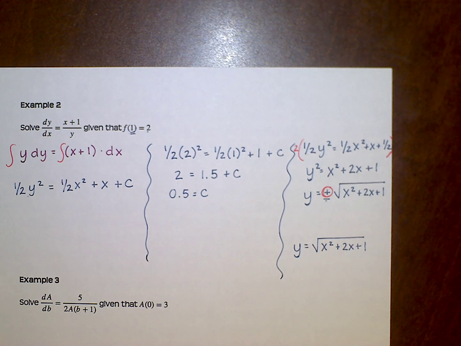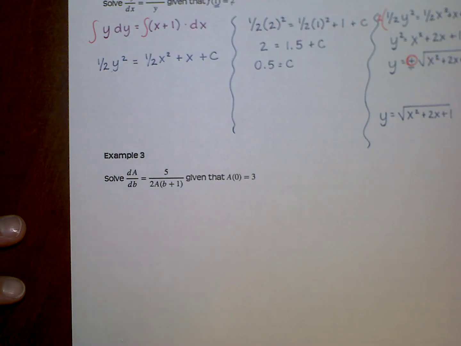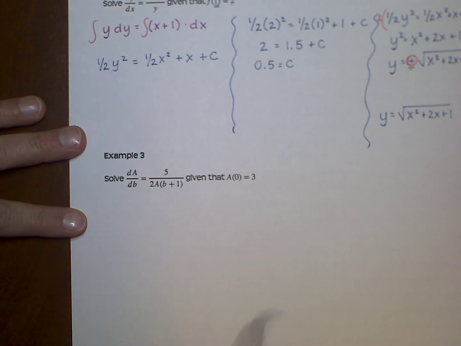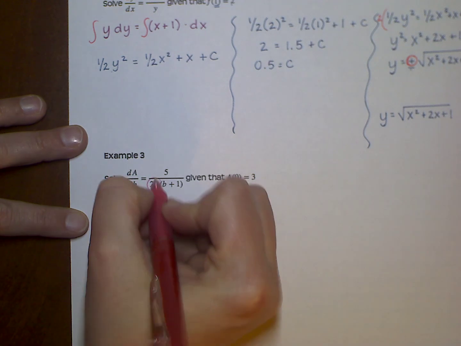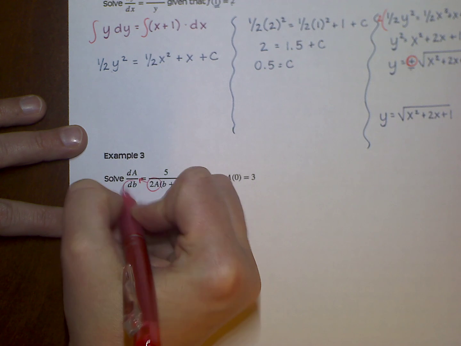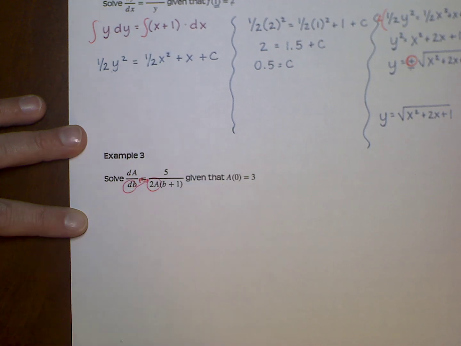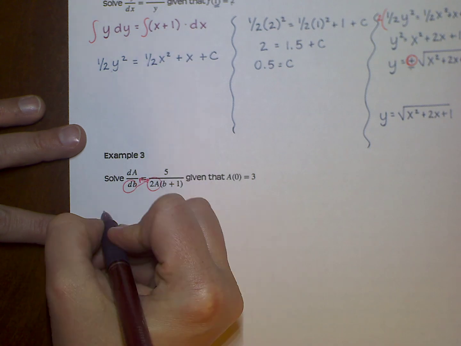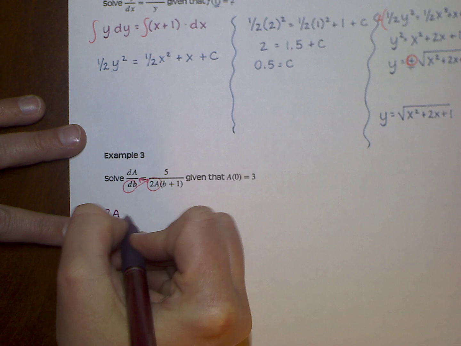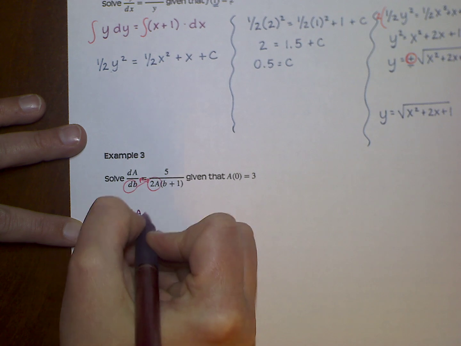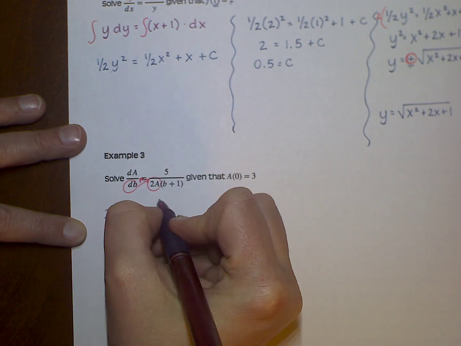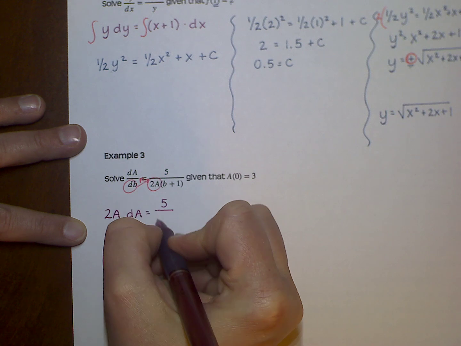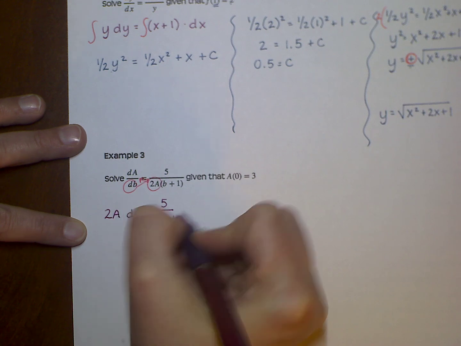Okay. Onward. Let's try one more. So this one's a little bit trickier in terms of how to solve it. It's a little bit ugly. I'm going to do kind of the same thing. I'm going to multiply by the 2a over here. I'm going to multiply by the db over here. Sorry, that might have just made a mess of things. So what I really have now is 2a dA equals, and then over here I have 5 over b plus 1 db.